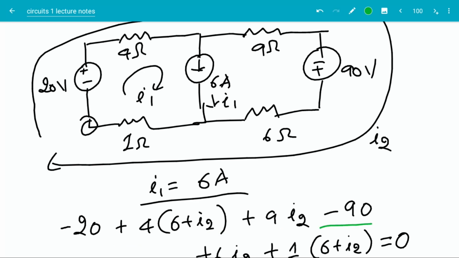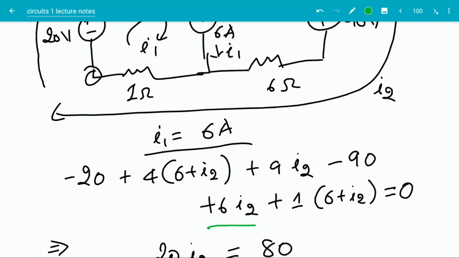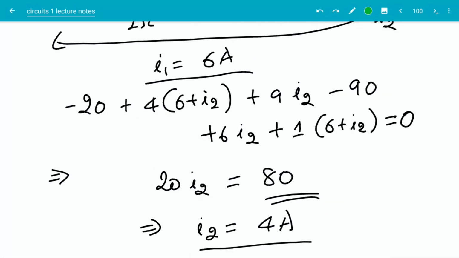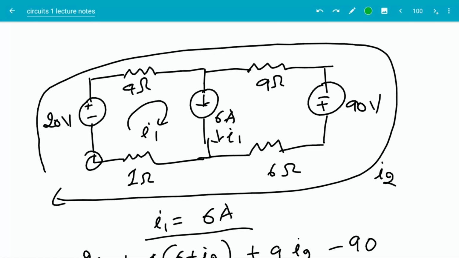Then I have a voltage increase of 90 volts. Voltage drop across the 6 ohm is 6 times I2. The branch current through the 1 ohm resistor is I1 plus I2. So the voltage drop is 1 times 6 plus I2, that should be equal to 0. Simplifying, I get this equation, and I2 should be equal to 4 amps. So by choosing the loop currents appropriately, I reduce the number of equations I need to solve this circuit from 2 to 1.